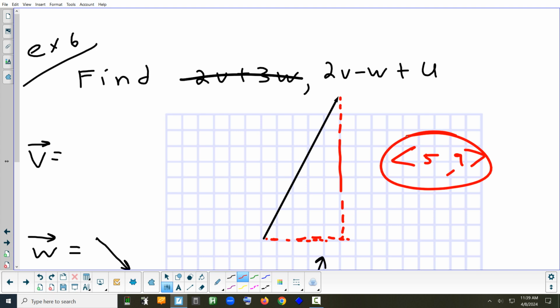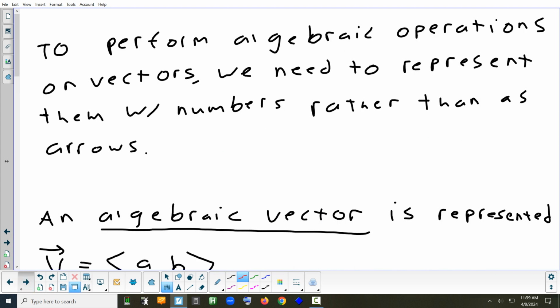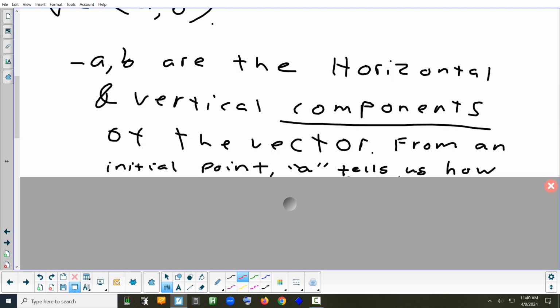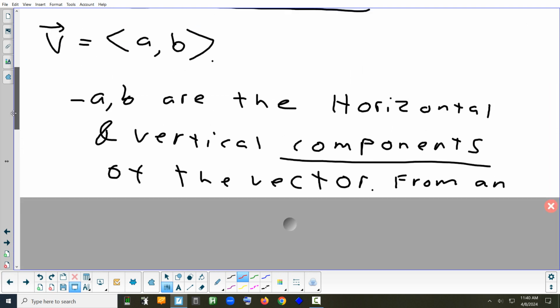And you kind of maybe saw what I did. I counted the horizontal, and then I counted the vertical. That's what these 2 numbers represent. It's the horizontal distance between the points, the x, and then the vertical distance. That's the y. It's basically the base and the height of a triangle. That's what those 2 numbers are. So A and B are what we call the horizontal and the vertical components of the vector.